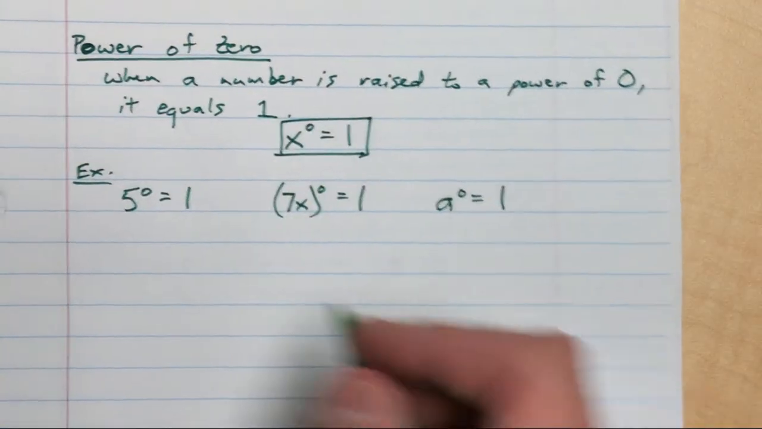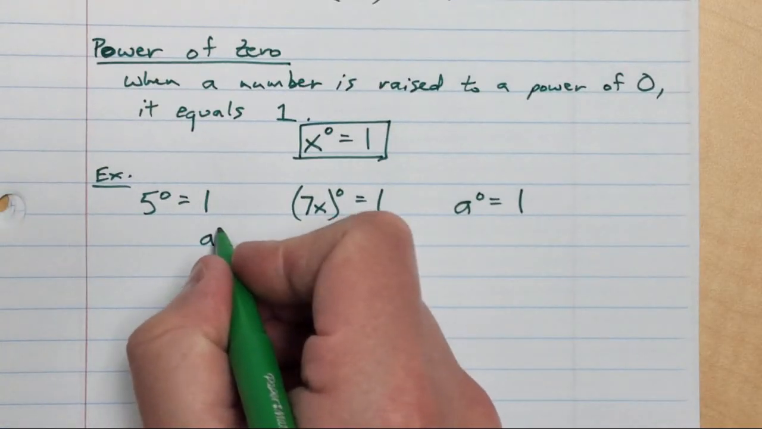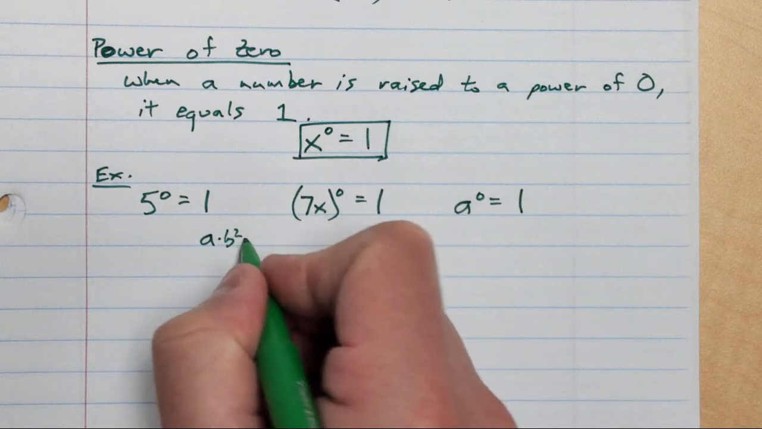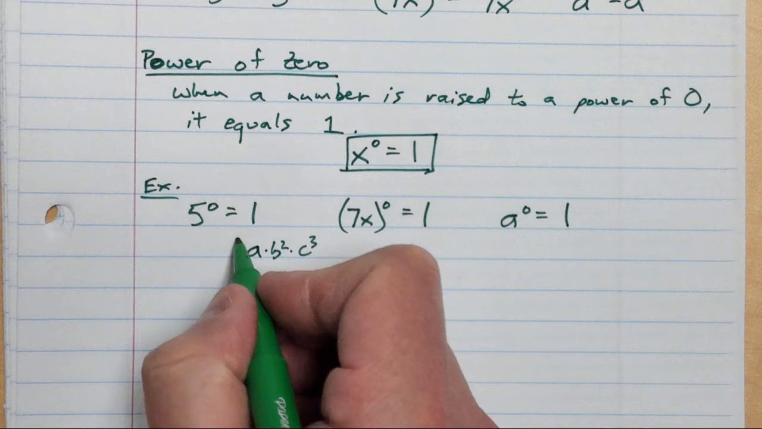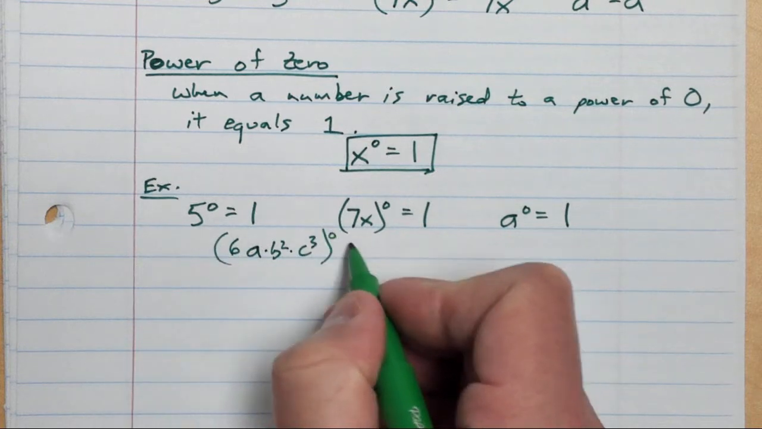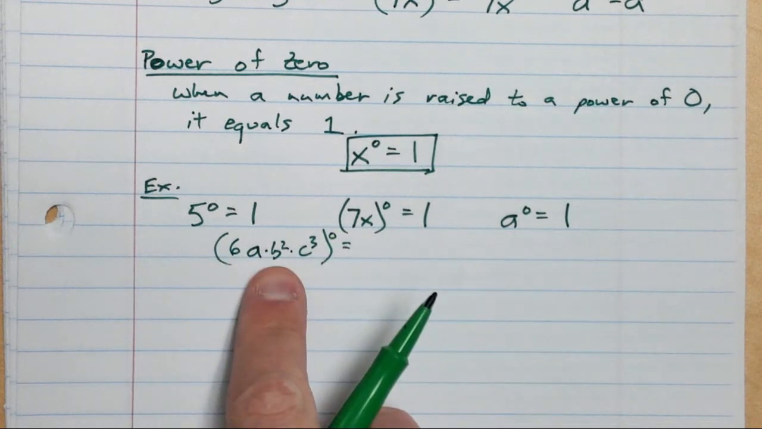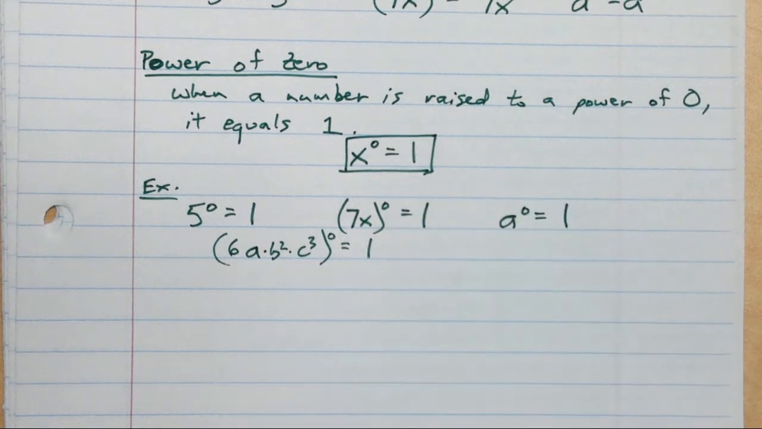And this can be crazy. I mean, I can have a times b squared times c to the third. Let's put a coefficient in front of this of, let's say, 6. If I were to raise all of this by the power of 0, your answer is still going to be 1. That's always the case.